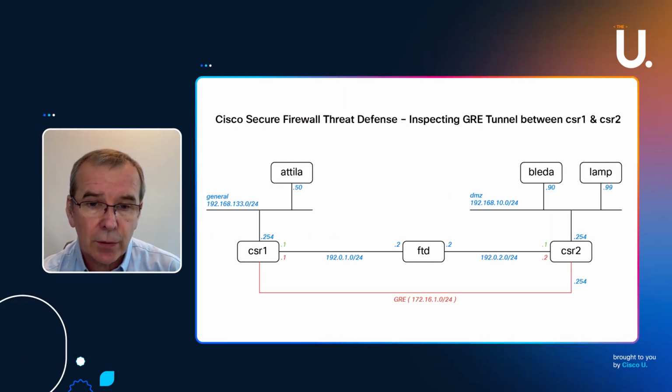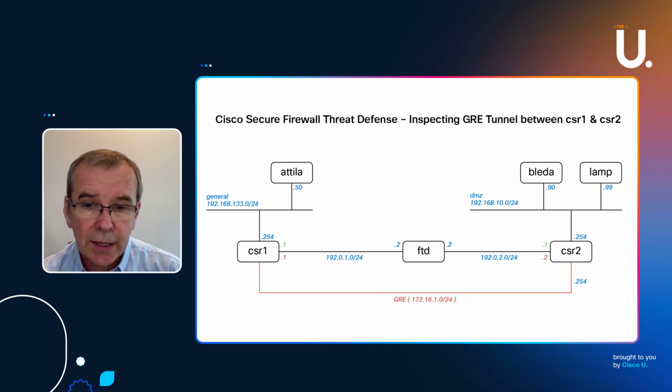In this episode we're going to look at the Cisco Secure Firewall Threat Defense capability of inspecting GRE traffic. The reason for doing that is it can make the analysis much easier. Now in this demonstration which I'm about to give, we have the following network. It consists of a pair of routers, CSR1 and CSR2, which act as the GRE endpoints.